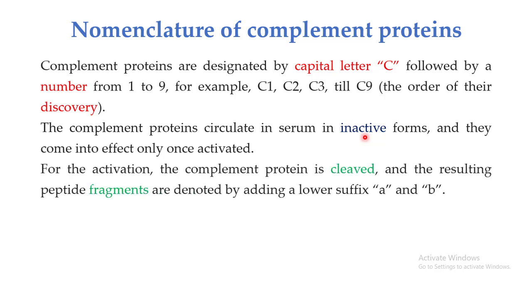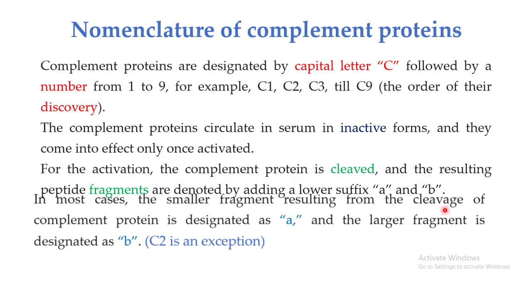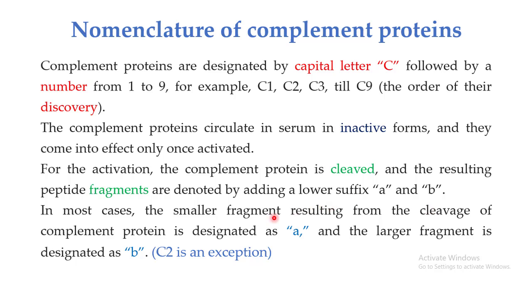These complement proteins are activated by cleavage, and when the complement proteins are cleaved, the resulting peptide fragments are denoted by adding a lower case suffix a and b. In most cases, the smaller fragment that results from the cleavage of the complement protein is designated by the small a, and the larger fragment is designated by the small b. C2 is an exception where things are the other way around. The smaller fragment in C2 is designated by b, and the larger fragment by the small a.